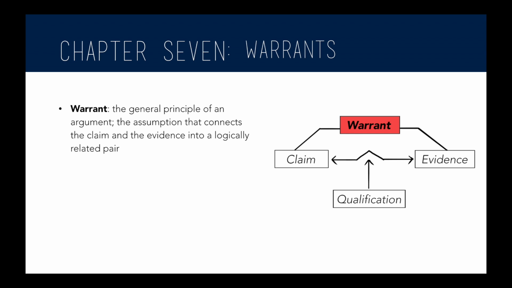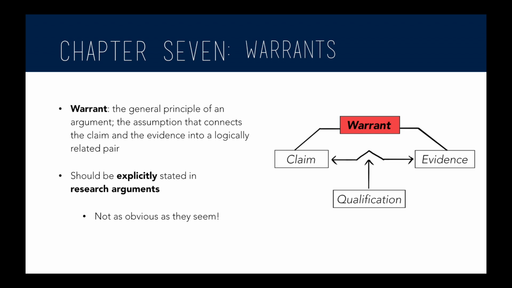The warrant of an argument is its general principle, an assumption that connects the claim and the evidence into a logically related pair. Simply put, it's the reason why you think your claim and your evidence are relevant. In casual conversation, we nearly never ask for a warrant, as claims and evidence seem to be connected obviously enough. But for other kinds of claims, like claims and research arguments, an explicit, clear warrant needs to be included, as readers are asked to change their minds about things that are not so obvious.